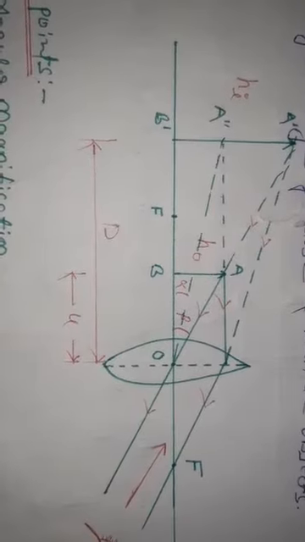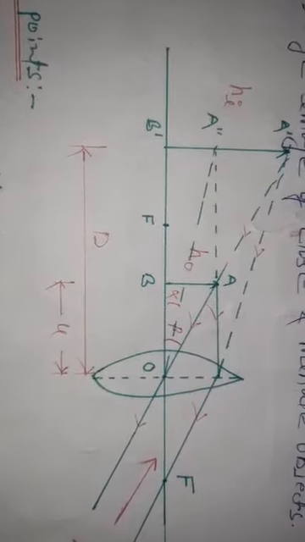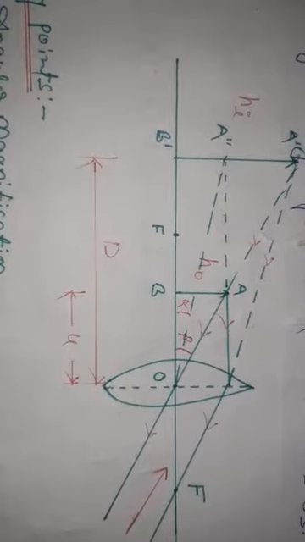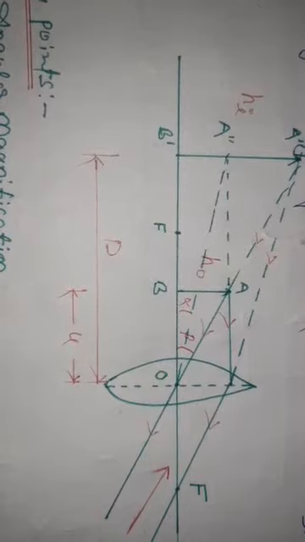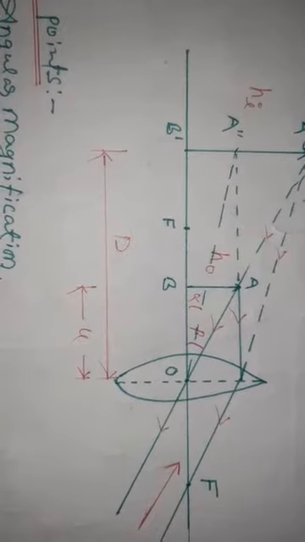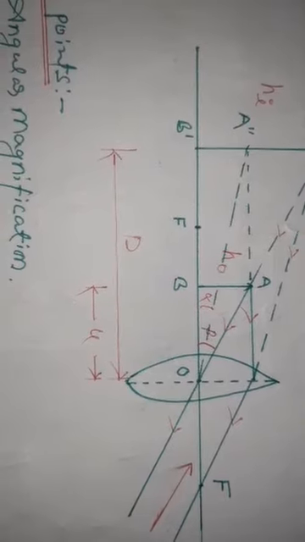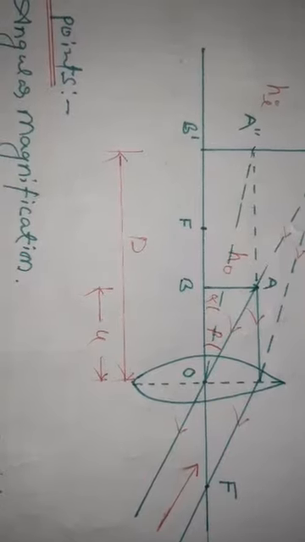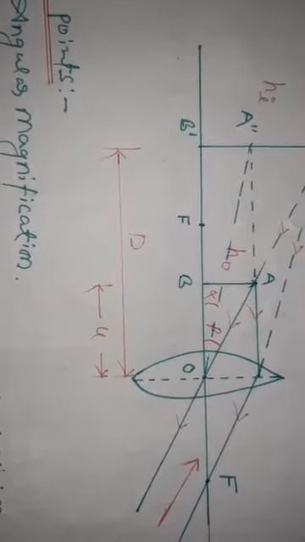A simple microscope is a converging lens, that is, a convex lens, which has a small focal length. When an object is at a distance less than the focal length of the lens, the image obtained is virtual, erect and magnified. What I said: when an object is at a distance less than the focal length of the lens, the image obtained is virtual, erect and magnified.